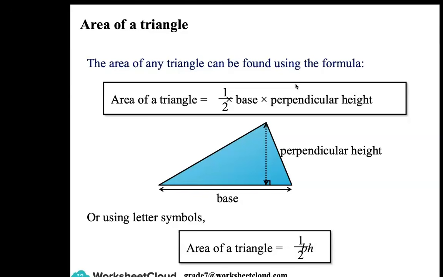You could say base times height divided by 2. We know that when we divide by 2, it's exactly the same as finding half. So there's another option for you to use there. Okay, so that's just a reminder of the area of a triangle, half base times perpendicular height.